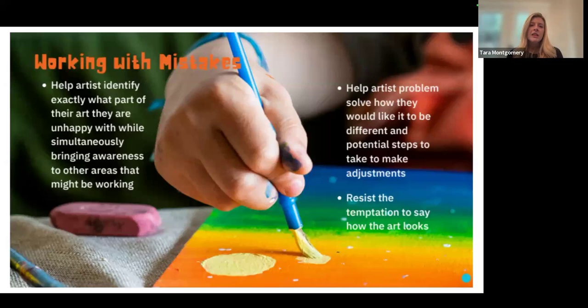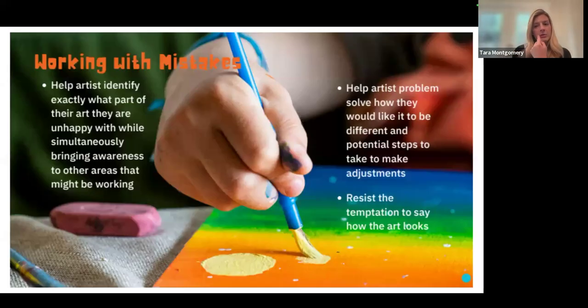So, working with mistakes. When we're working with mistakes, obviously children can get very frustrated. That's where we can use that social and emotional learning in art to help them regulate those emotions. So, we want to help our little artists identify what they're unhappy with, maybe in their art, but also bring awareness to what is working with their art. We want to help our little artists solve problems and maybe look at potential steps to make adjustments to make their artwork better. And then we always want to resist the temptation to say how the art looks.